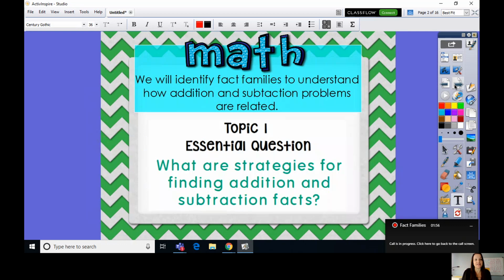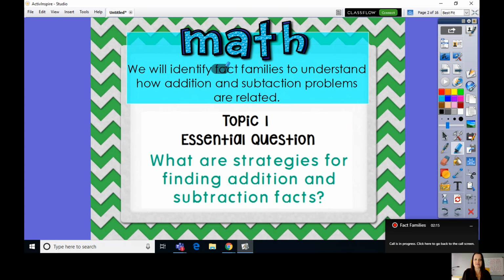So let's look at our objective. We will identify fact families to understand how addition and subtraction problems are related. So we're going to do some addition and subtraction problems today. I want you to think about this word here, fact families. Do you remember what a fact family is from last year? Good thinking, boys and girls. We're going to get into that today. Our topic 1 essential question is, what are the strategies for finding addition and subtraction facts?